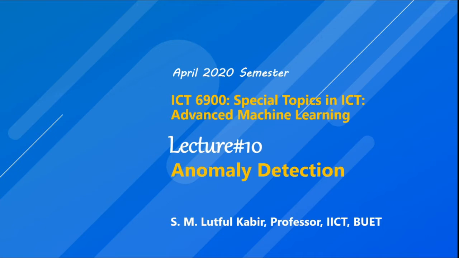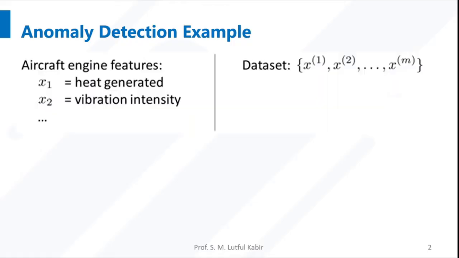So this looks very similar to the detection algorithm that we have learned earlier, but there is some special difference. We'll discuss that. So let us discuss an example, which is the example of aircraft engine manufacture. While the engine is being manufactured, different quantities are collected.